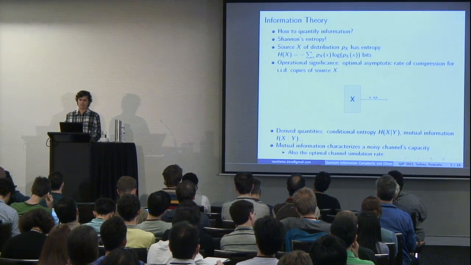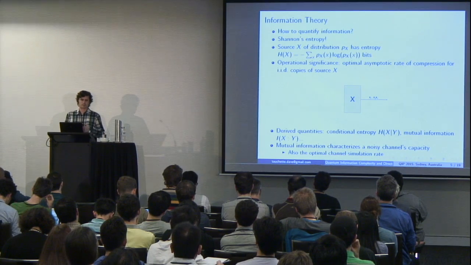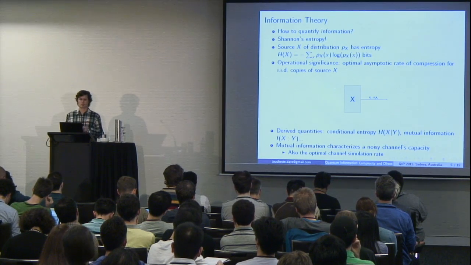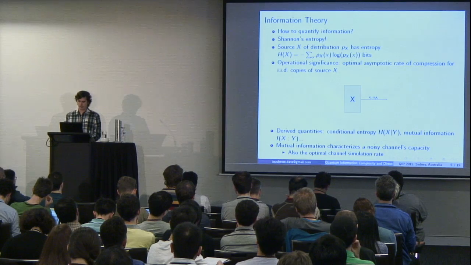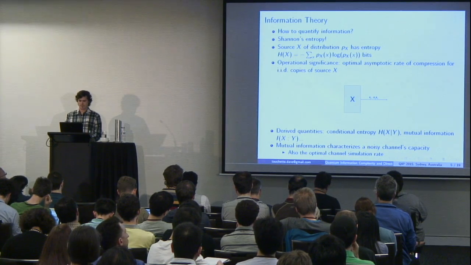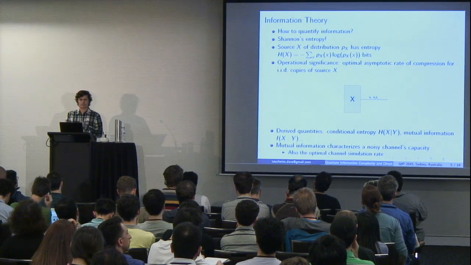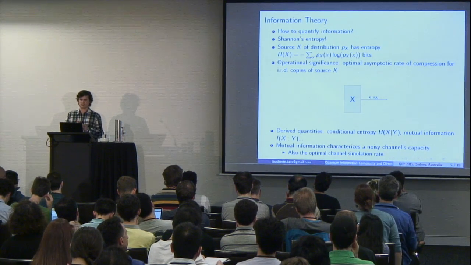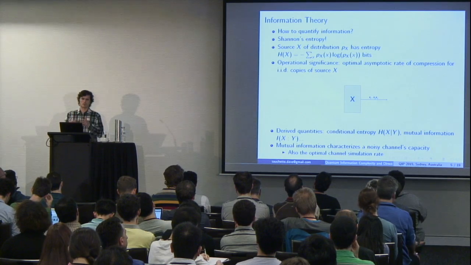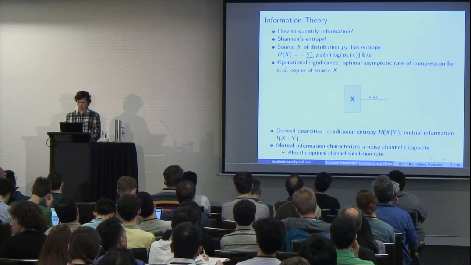which has operational significance as the optimal compression rate when Bob has some side information y about the input. We can also derive the mutual information, which characterizes the noisy channel's capacity, but it also characterizes the reverse task of simulating a noisy channel over a noiseless channel. So this will be more important to us.